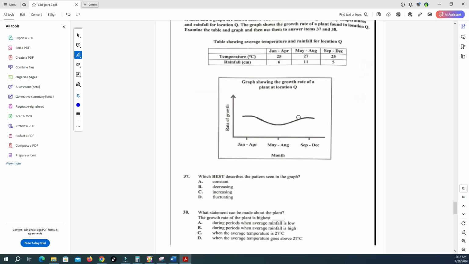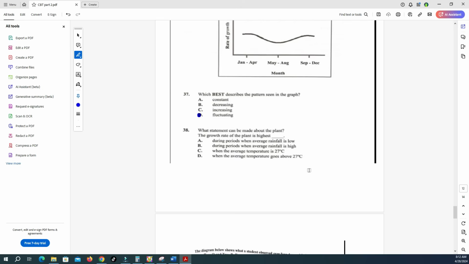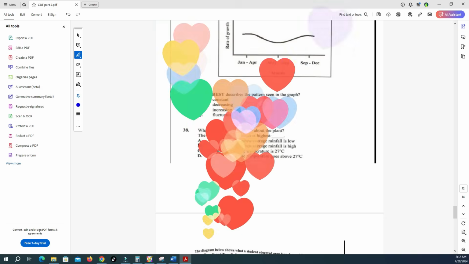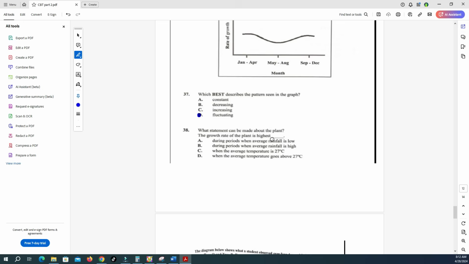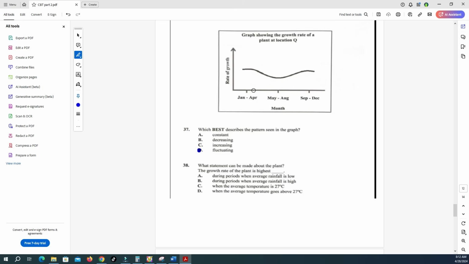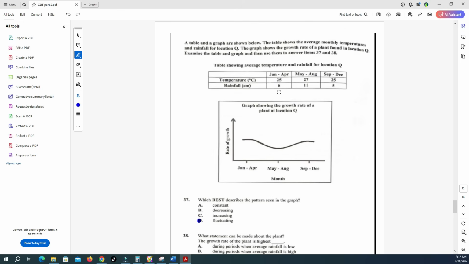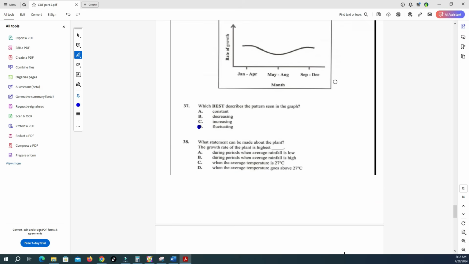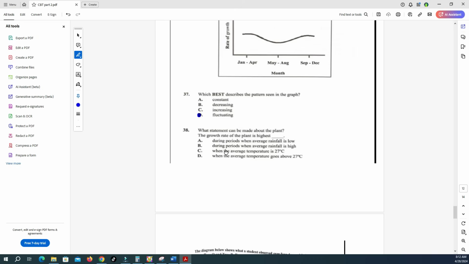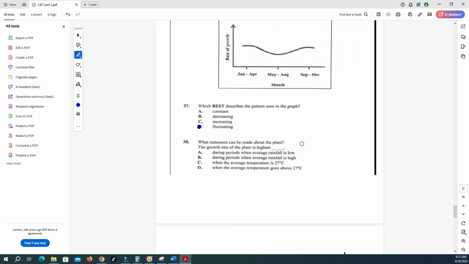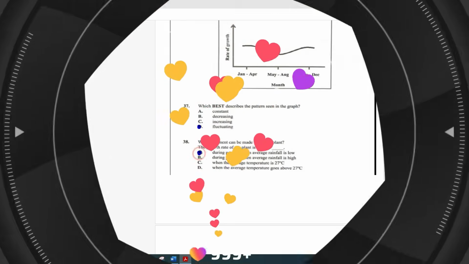So this is fluctuating. It's up and down. It started at a point, then it goes down, then it's up again. So that's fluctuating. All right, what statement can be made about the plant? The growth rate of the plant is the highest when? It's in January when you have low rainfall, high temperature. Okay, and it's also in September. So I would say the growth rate is highest when average rainfall is low. Right, that's what it is.